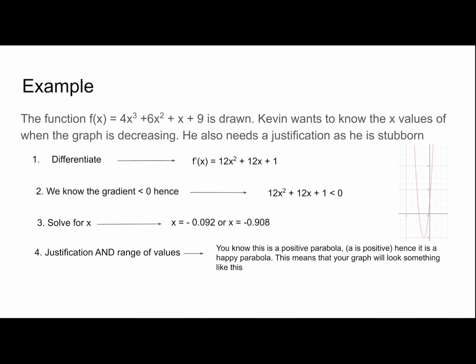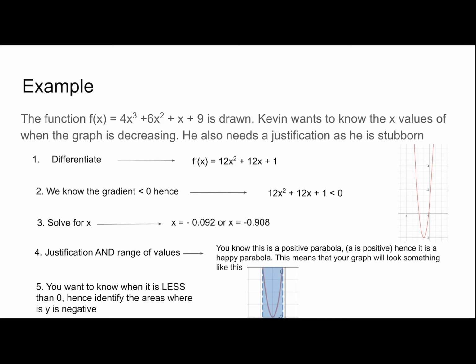So the graph should look something like this. Refer to the right. This is our happy parabola. You want to know when the gradient is less than 0, so identify the areas where the y is negative. In other words, identify when the graph is below the x-axis. As you can see, it's between our x-intercepts. Between our x-intercepts, the graph is less than 0, so therefore our gradient is less than 0 at those parts.